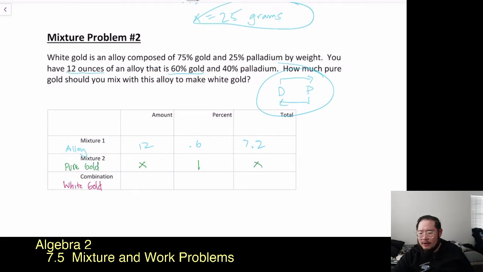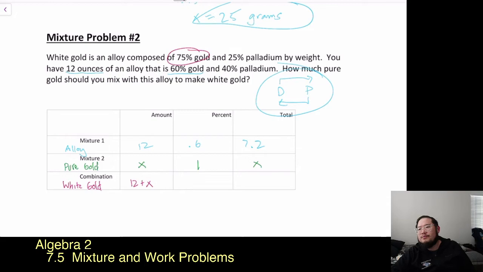Then let's think about the bottom, our white gold. I don't know how much white gold we need, but 12 plus x is the amount of white gold that we will have in the end: 12 ounces of alloy plus however much pure gold we're going to add. For our percent here, I've got 0.6 times 1. Now, what is the percent of gold in white gold? It's 0.75, so I'll circle that and put 0.75 so you know where it comes from. For our total, we take 0.75 and multiply that by 12 plus x. 12 times 0.75 is 9, and 0.75 times x is 0.75x.